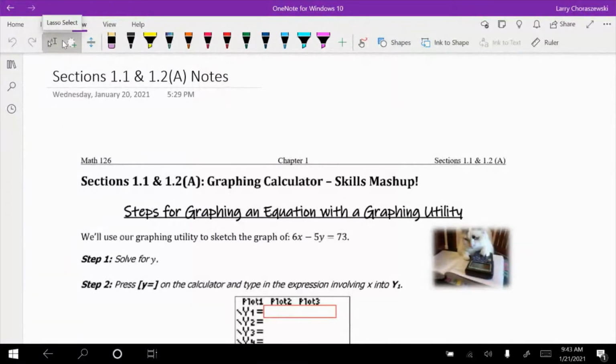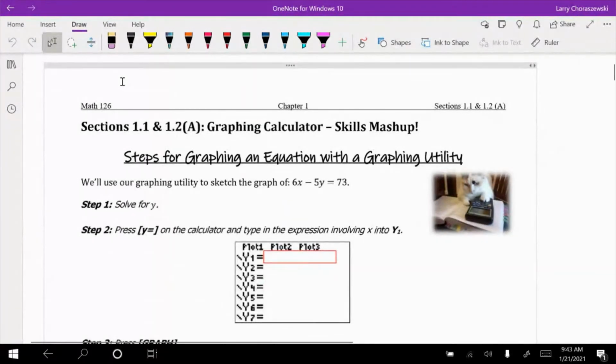I will let you know in advance that I probably should have done some additional editing, and you'll see what I mean once we get to the middle chunk of this note packet. But from here on out, the rest of the class is going to be devoted to working with our graphing calculator. So cool stuff coming up.